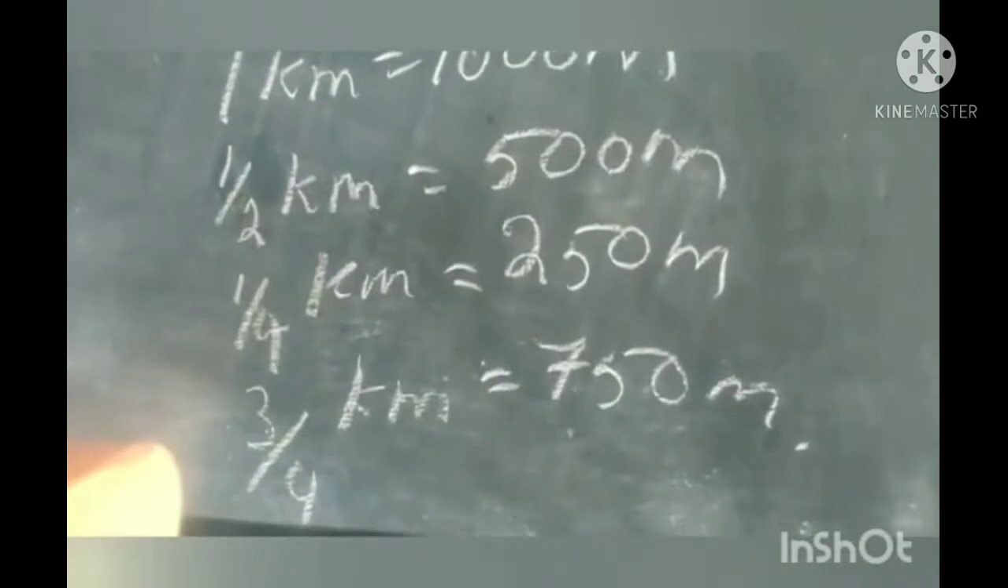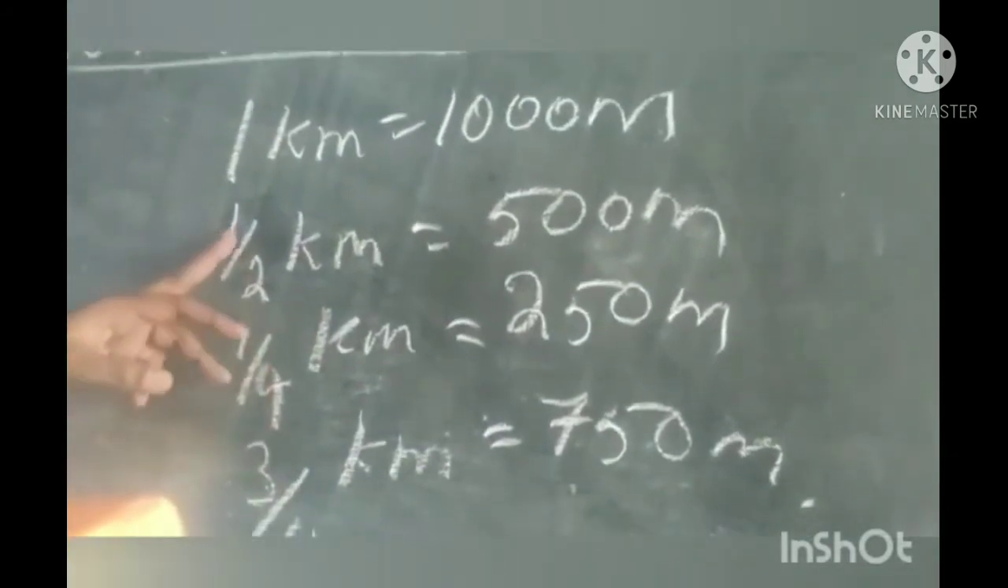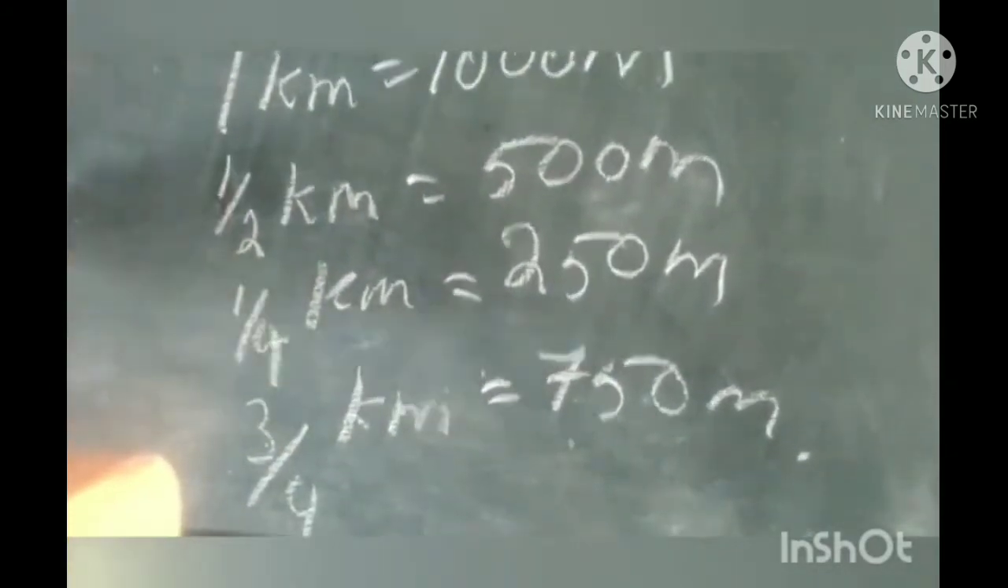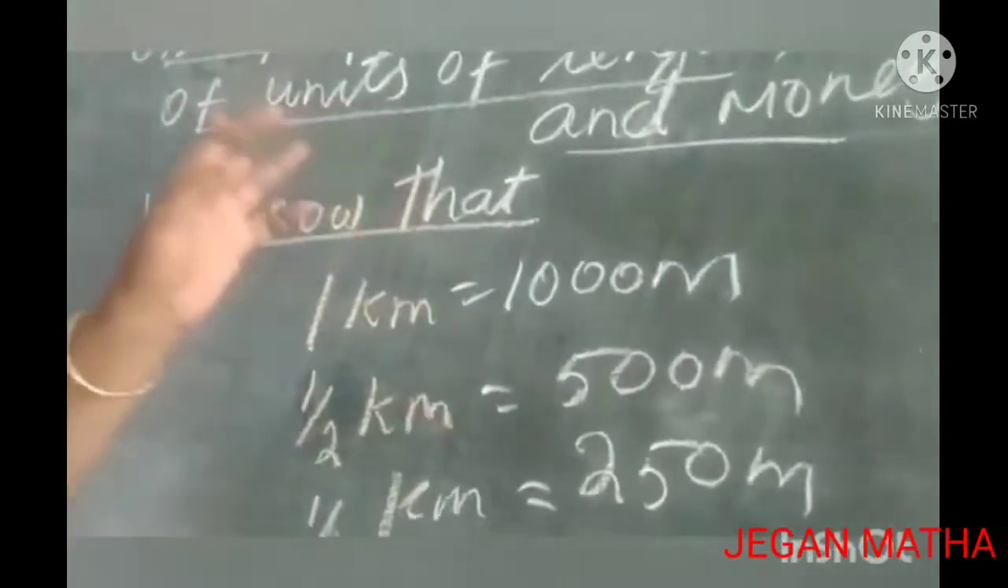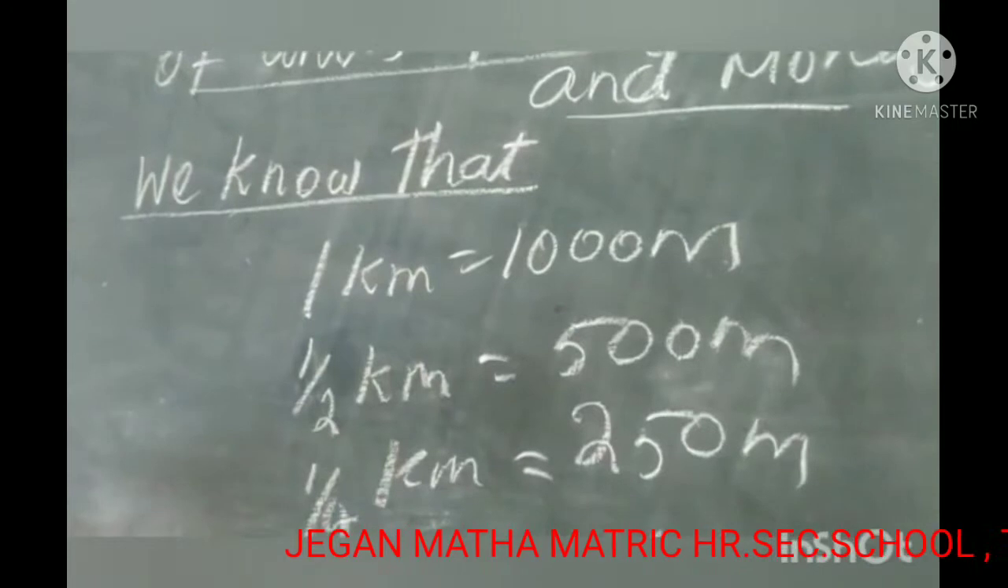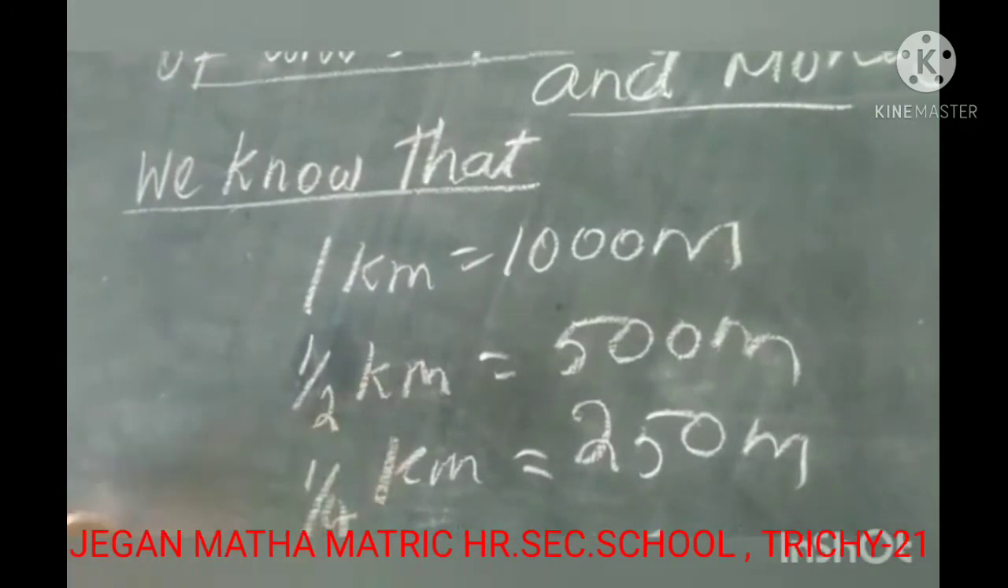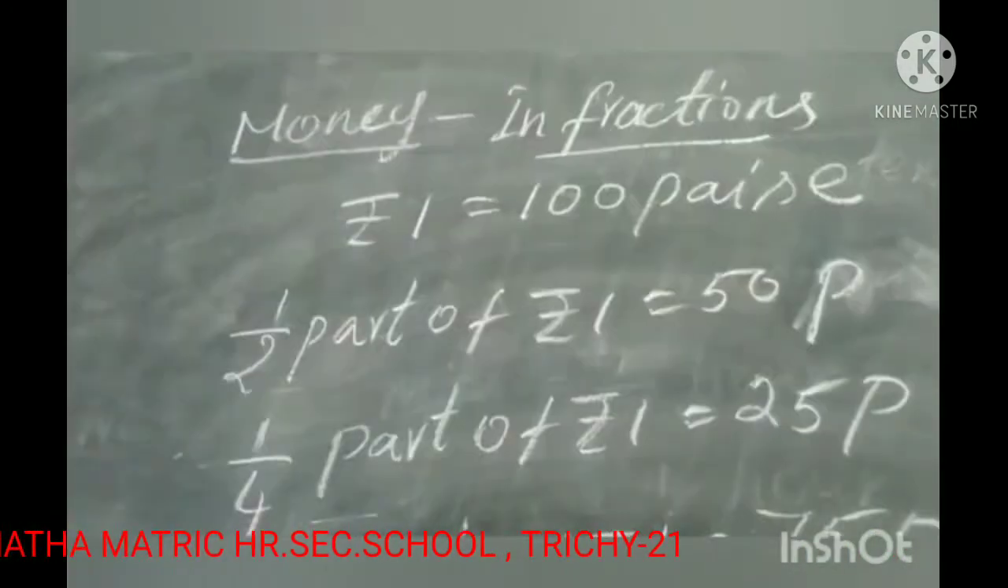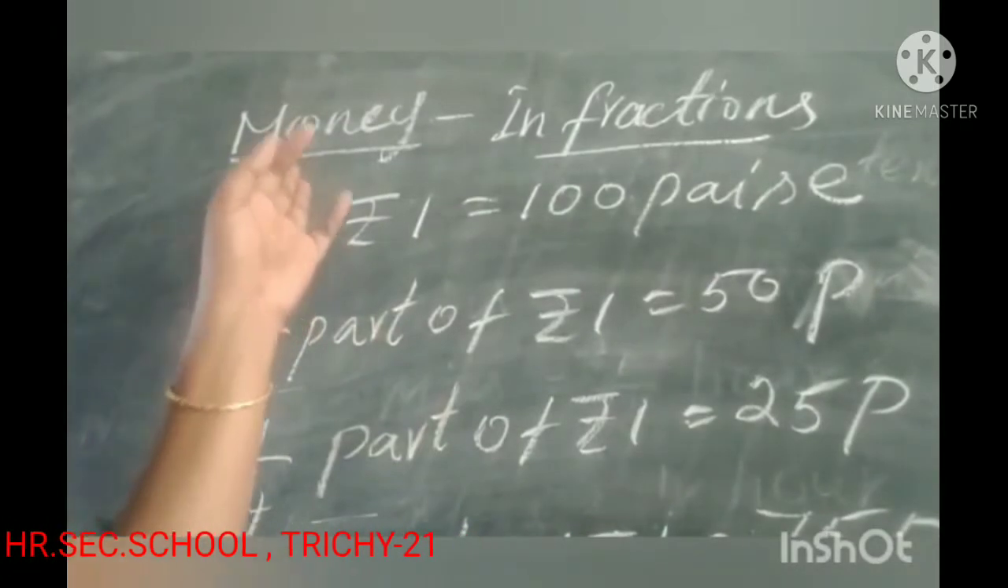Already we know this one, timetable. Okay, this is a fraction. Now we are using fractions in the context of units of length, time, and money. This is the unit in length. Now let us see the third heading, that is money.